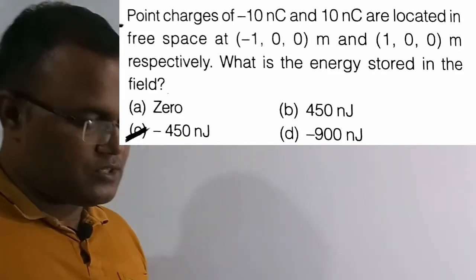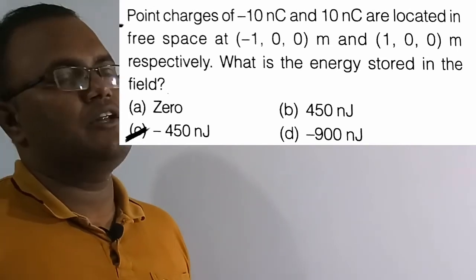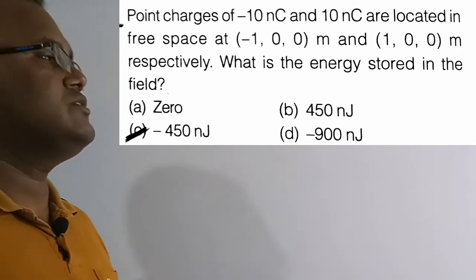Out of these 4 options, option C, which is minus 450 nanojoules, is the correct solution of this question. So let's solve this numerical.